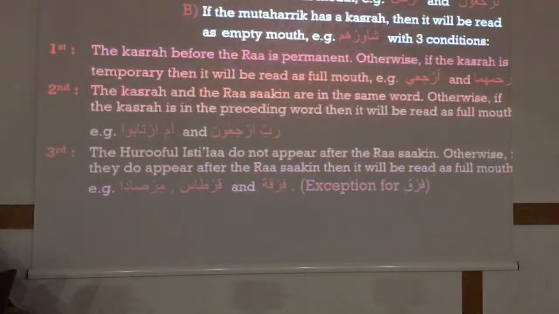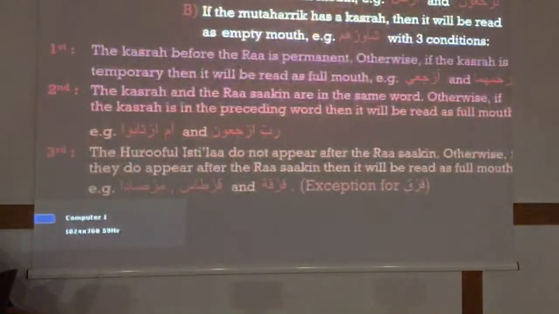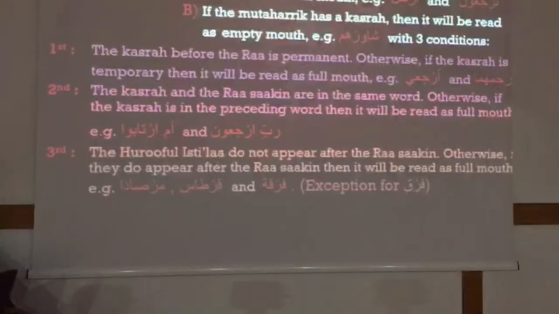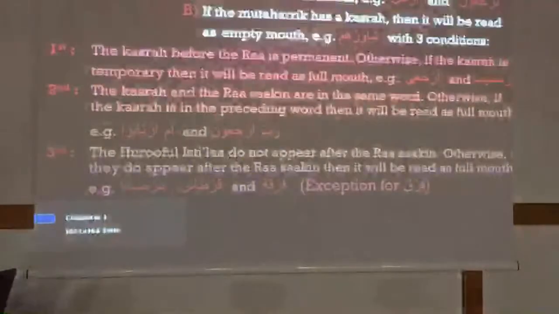And the third example we've got. Fir. We have fa kasra, ra sakin, fir. Okay. The first condition is met. Kasra is permanent. Second condition is met. Kasra and ra sakin in the same word. But the third condition is not met. What's the letter after the ra sakin? Qaf. So we're not going to say fir. We're going to say firqah. Again, the ra full. Firqah. Again, firqah. So this is the third condition.